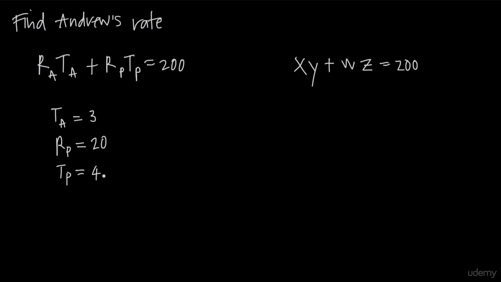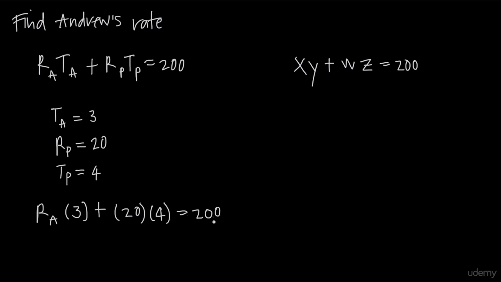So if we just plug these values in for the variables with the subscripts, then we can go ahead and solve for Andrew's rate. So again, knowing that Andrew's time is 3 hours, we need to plug 3 in for t sub a. We know t sub a is equal to 3, so we're going to get r sub a, and then we're going to multiply that by 3. Then we're going to add to that, because we have addition up here, r sub p. Well, we know that that's Peter's rate, and we've been told that Peter's rate is equal to 20, so we'll go ahead and plug in 20. And then we have to multiply that by Peter's time. We've been told that t sub p, Peter's time, is 4 hours, so we'll go ahead and plug in 4 for t sub p, and that's all equal to 200.